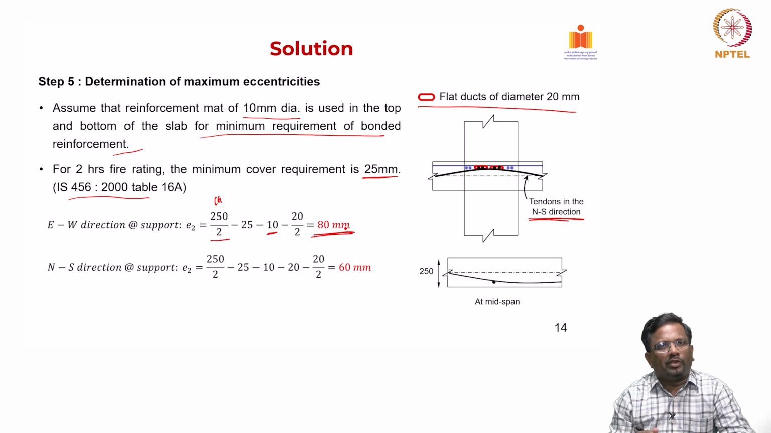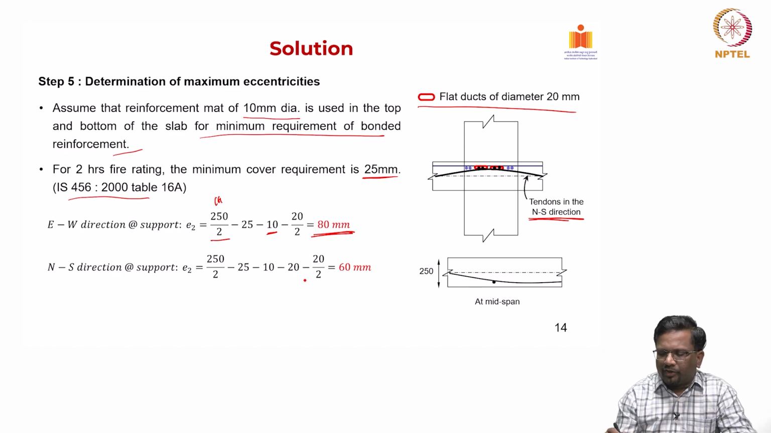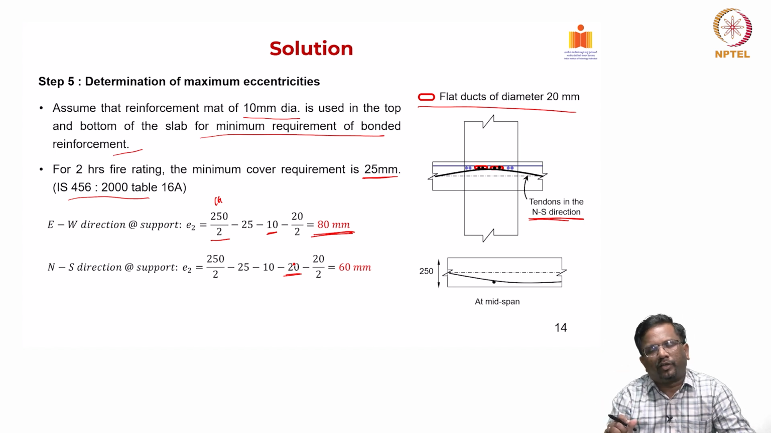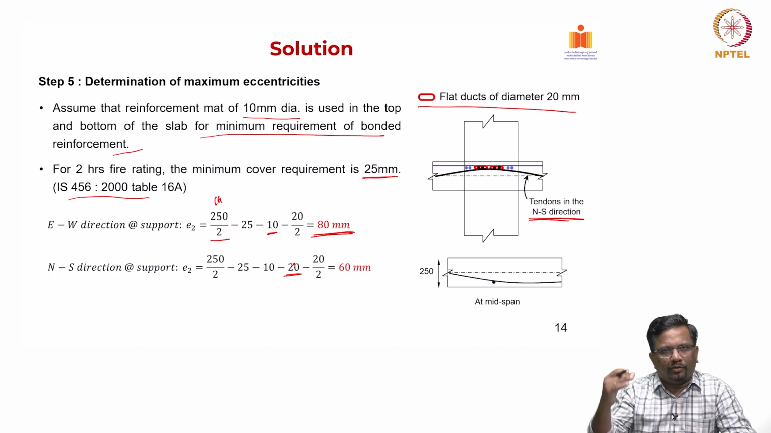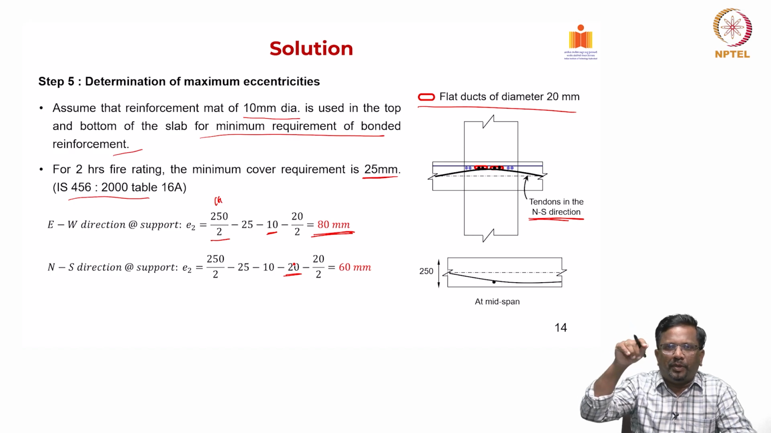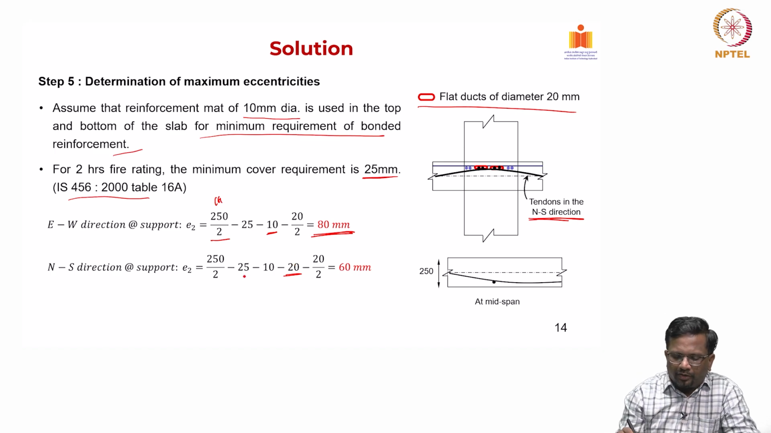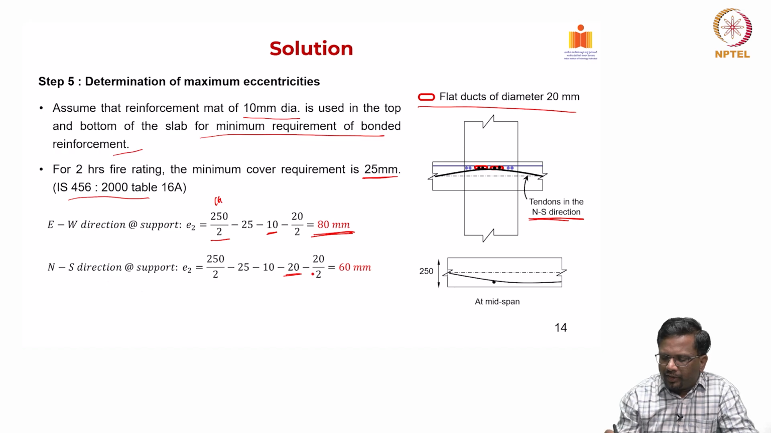Now for the north-south direction, again we have to subtract one more 20 millimeter, because the duct has to be subtracted. So again the duct, though you may use a HDPE duct or your metallic ducts, if it is grouted, still the PT cable will be at the center of the duct. So you have to subtract half of the duct size to get the effective cover. So that is what we are doing. So in the north-south direction, you get 60 millimeters.